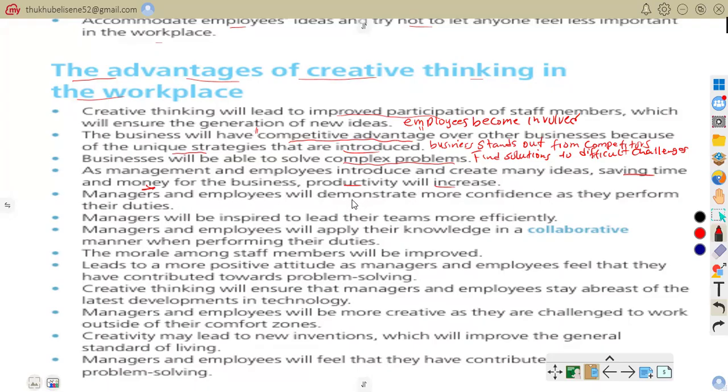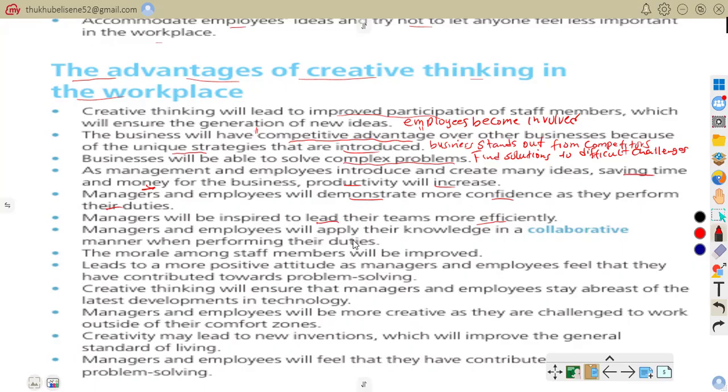Managers and employees will demonstrate more confidence as they perform their duties. So it builds confidence. Employees feel capable and valued. Managers will be inspired to lead their teams more efficiently, meaning this improves leadership, because managers are going to lead more effectively. That is that.